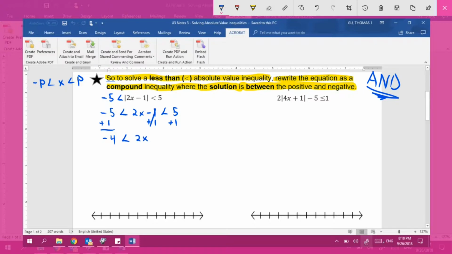2x is less than... What is 5 plus 1? That's 6. All right, now I need to do one more step to get my x by itself. So I'm going to divide by 2. Divide by 2, divide by 2.